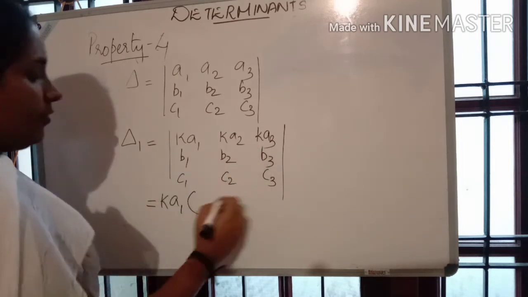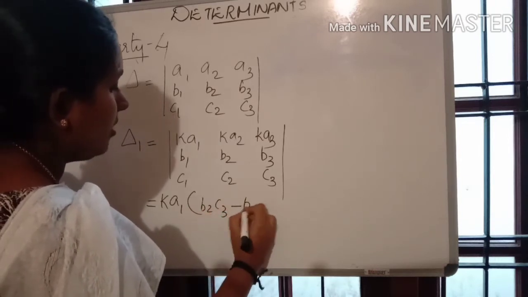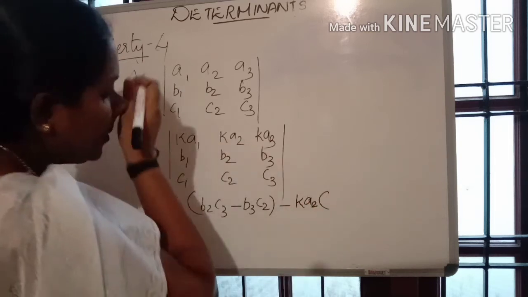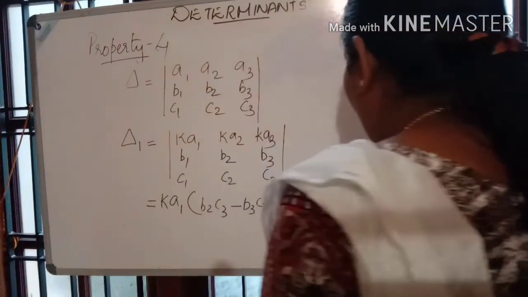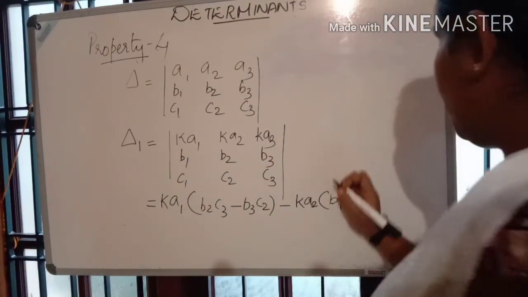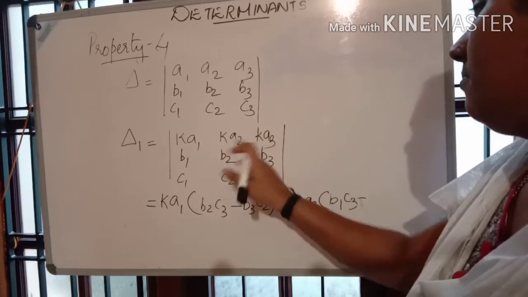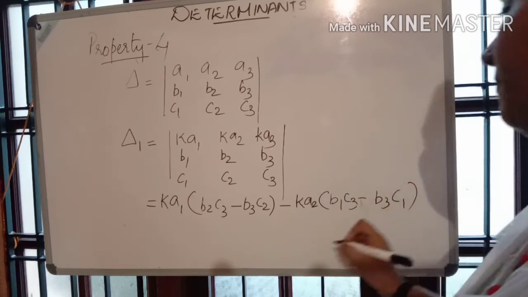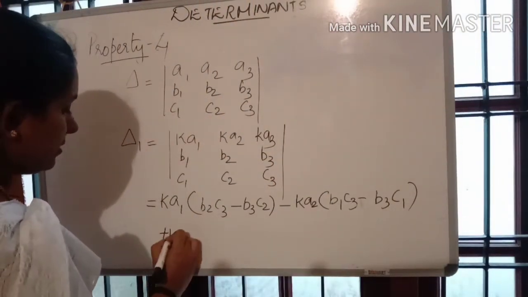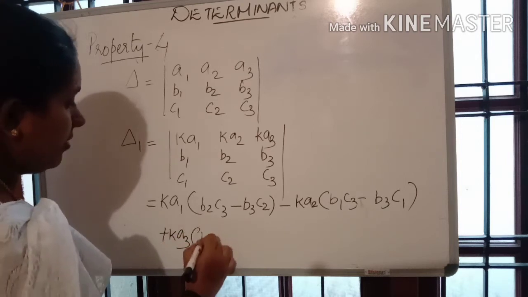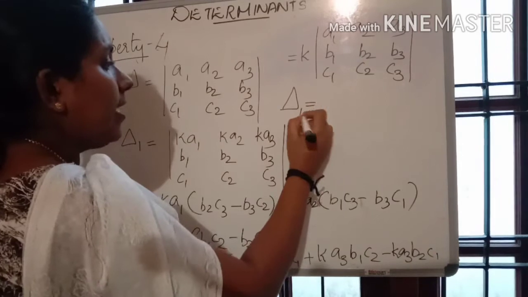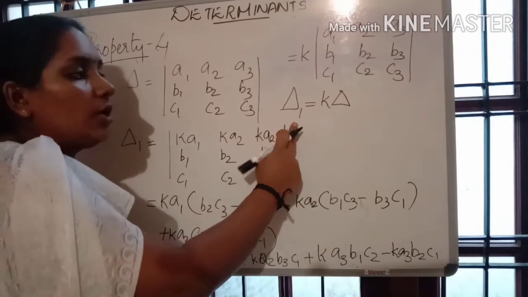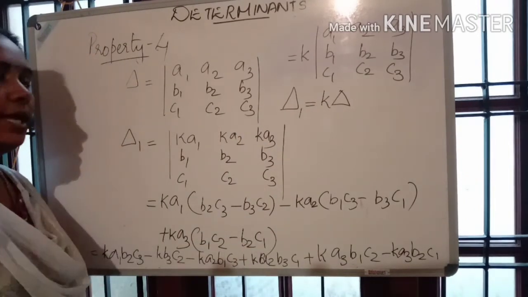KA1 into B2 C3 minus B3 C2, minus KA2 into B1 C3 minus B3 C1, plus KA3 and so on. Delta 1 is equal to K into delta. The delta 1 will be equal to K into delta. This is property number 4.